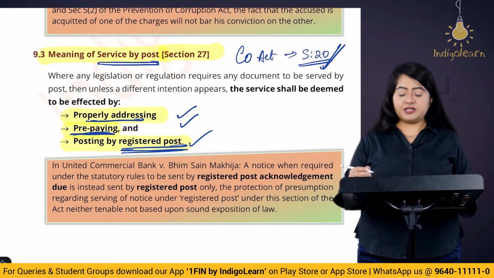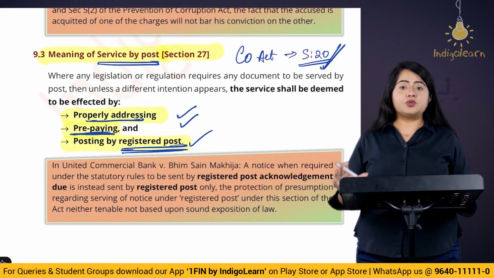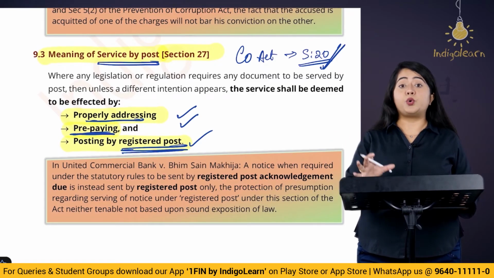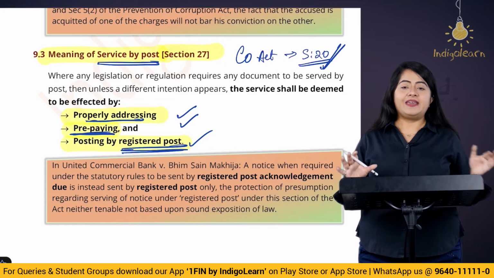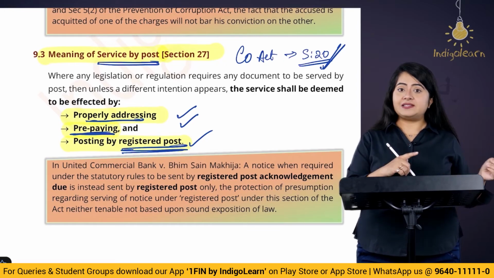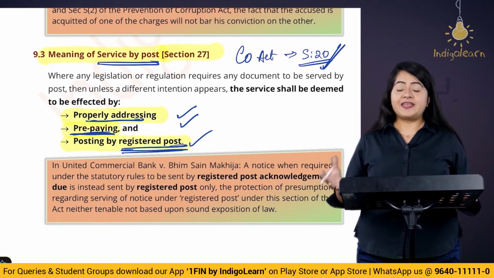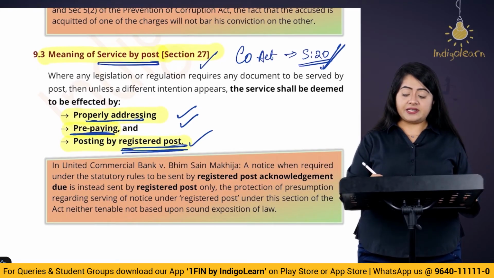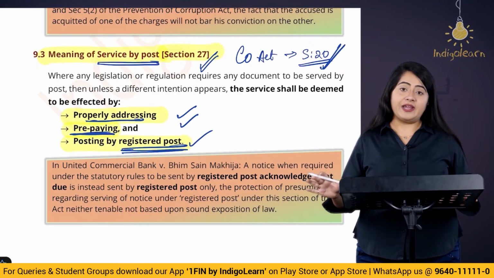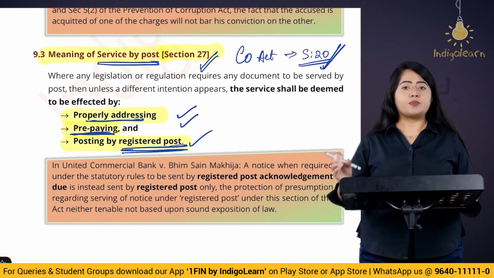Let me ask you a quick question. Suppose in a particular enactment, it is stated that the notice has to be sent by registered post acknowledgement due. In that case, are we going to use that section? Let's say a person has sent the notice by simply registered post. Can he say that as per section 27 of the General Clauses Act, he has done right and this notice should be considered as properly served?